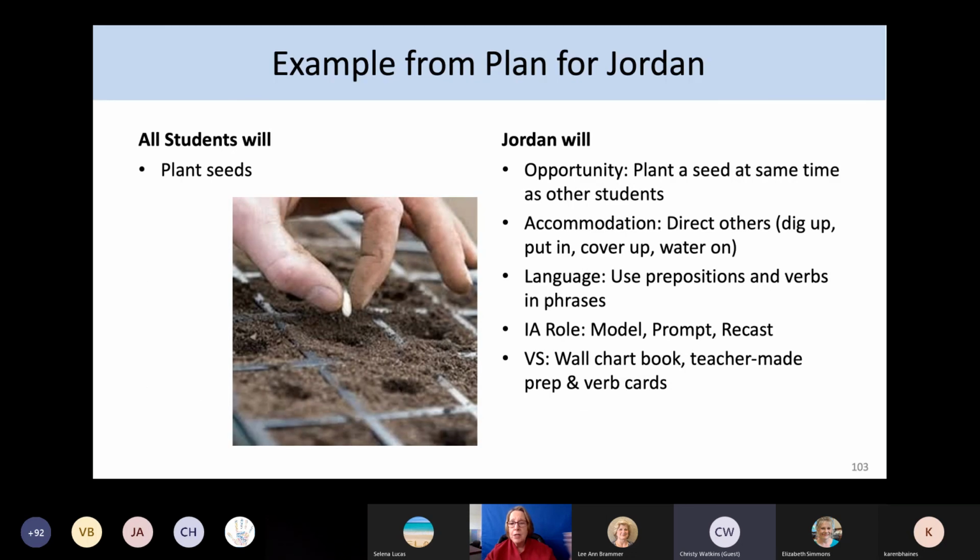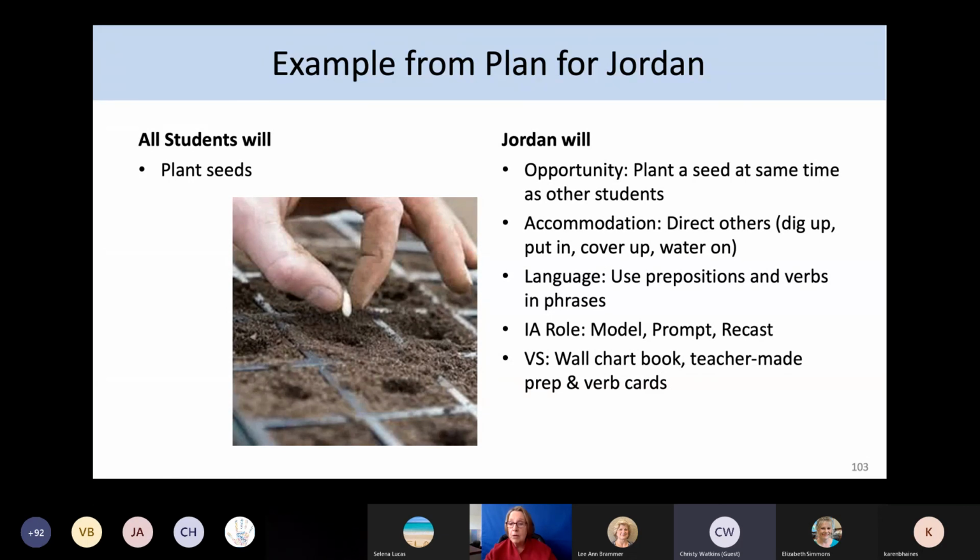So with Jordan, this was a lesson we did with Jordan. So of course, everybody went out and planted seeds, and like every other kid, he got out there and he was going to get an opportunity, and he was going to direct other people because he's got a lot of tubes actually attached to him, and getting him out of the chair and onto a field full of dirt was not really medically a good idea for him. So he became the director of others.